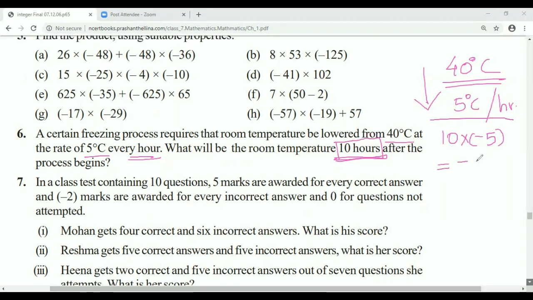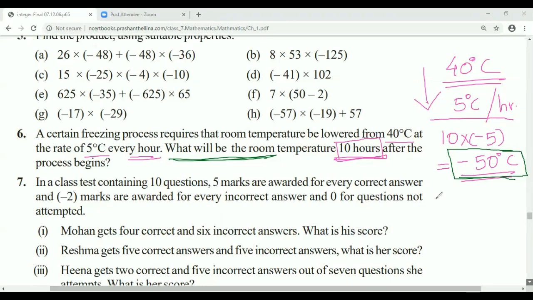The answer is negative 50 degrees Celsius. So after 10 hours, what will be the room temperature? The question is, what will be the room temperature after 10 hours? After 10 hours, the temperature to be decreased is equal to negative 50 degrees Celsius.